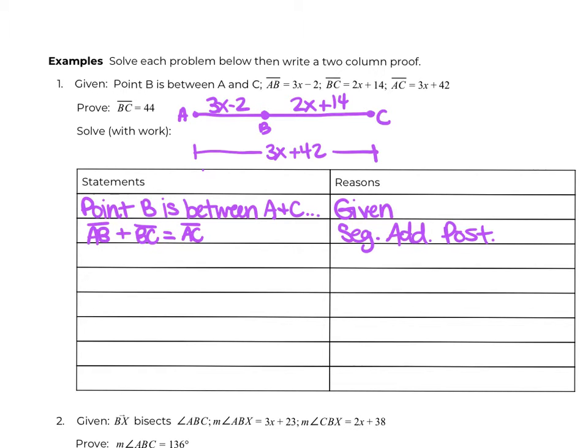Okay, now you guys know, all right, well, I can plug in for those values since they gave them to me. Okay, so Caitlin, what are you going to put in for AB? Just like this AB, what do I replace it with from our information? 3x minus 2. Yes, so I replace it. Okay, BC is 2x plus 14. And then our whole, I replace with 3x plus 42, good.